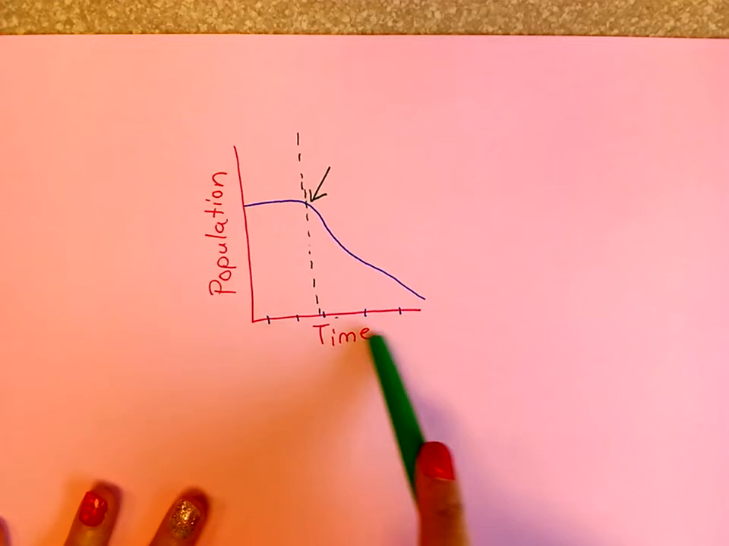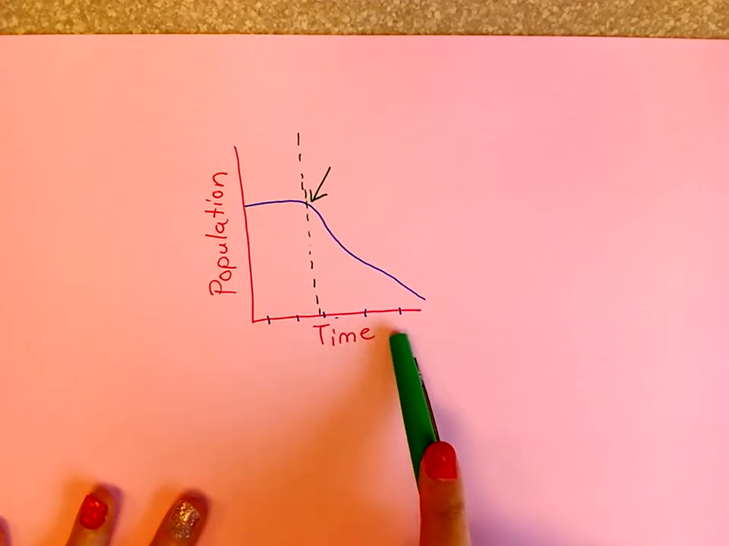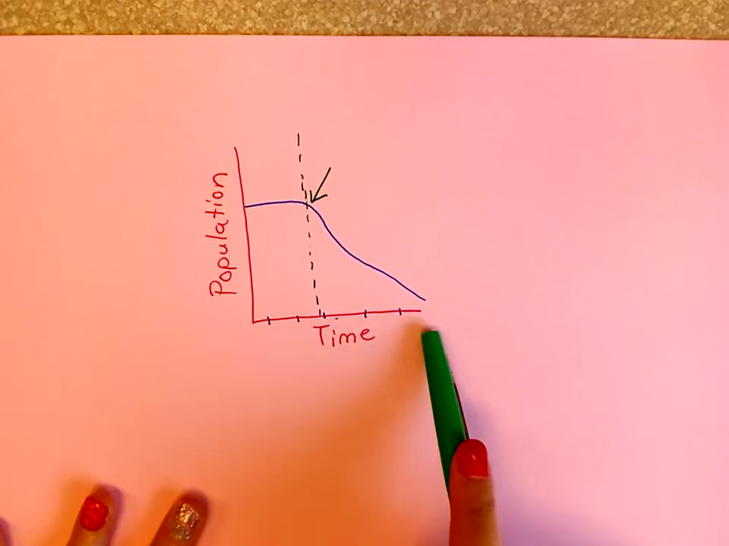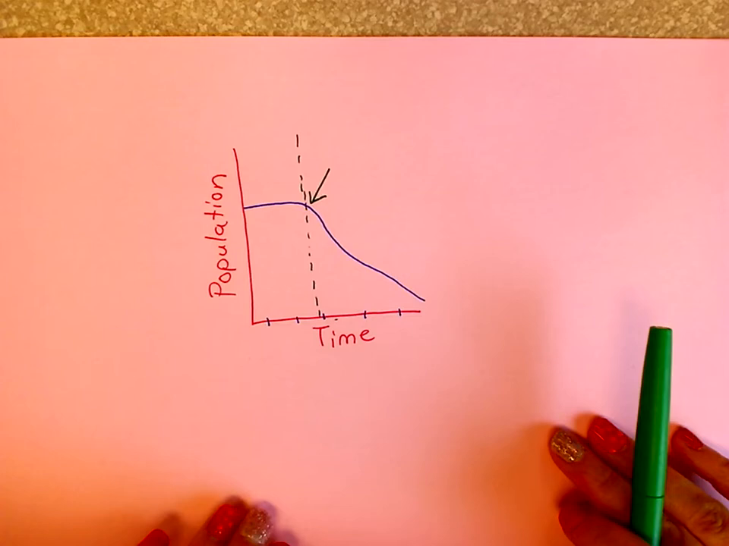So a population time graph is something that we looked at in class that we need to really be aware of and be able to analyze. So we've talked about populations, we've talked about communities within ecosystems, and now we need to talk about a little bit more of those interactions.